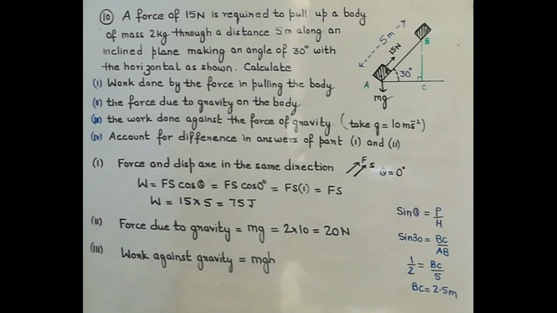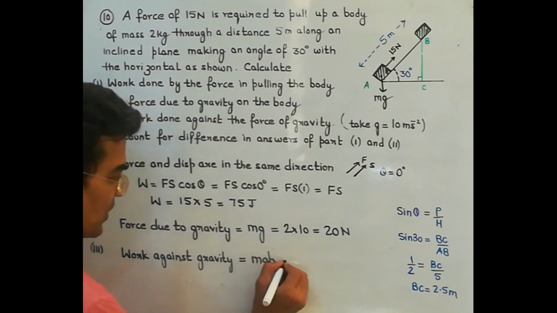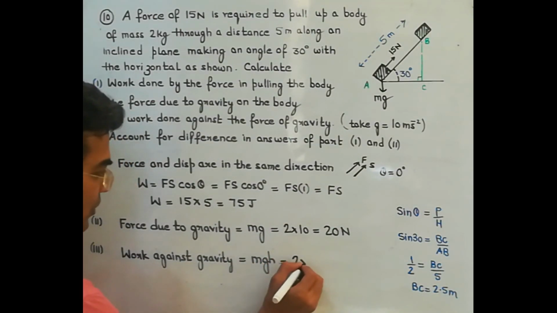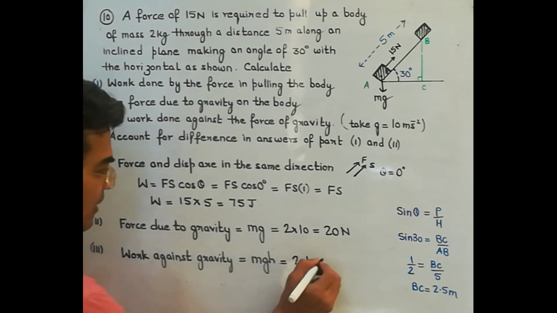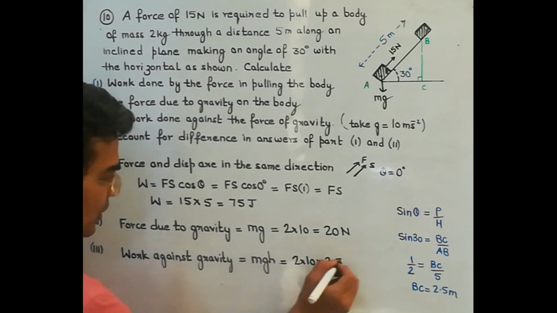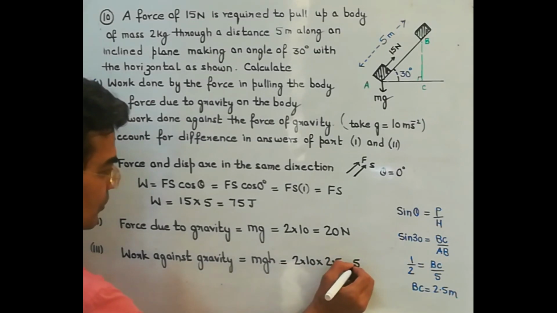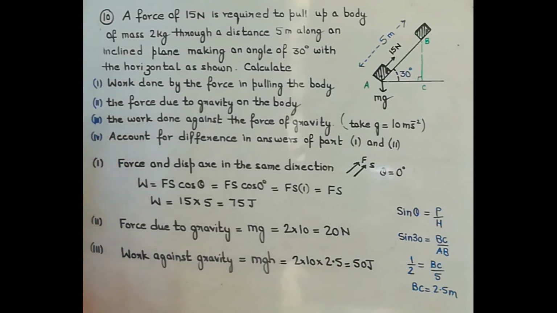Now let's substitute this value over here. Okay, so how much is the mass of the body? 2, gravity is 10 and height is 2.5. So it will give you 50 joule. So work against gravity is 50 joule.